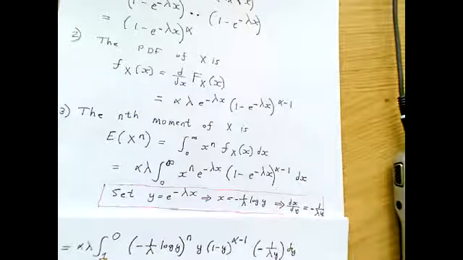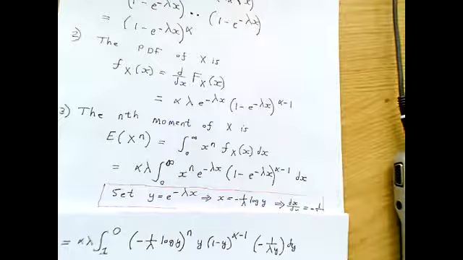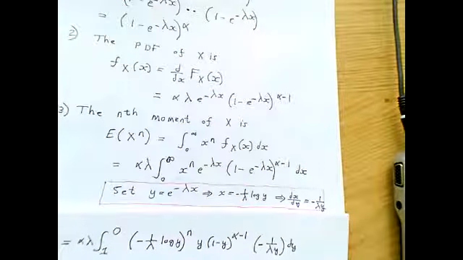Okay, this is what you will have. Do you follow what I've done? Now I'm going to use this negative sign here to change the limits around from 1 to 0 to 0 to 1.